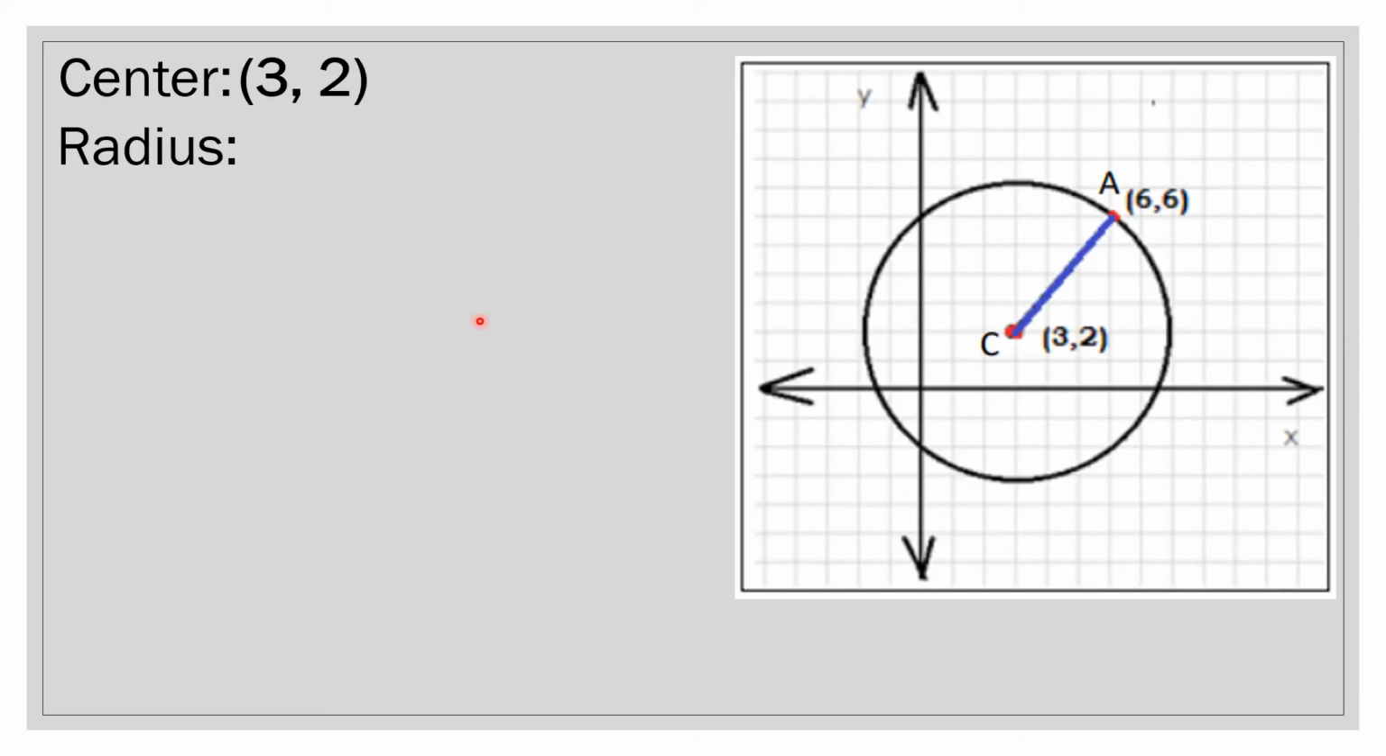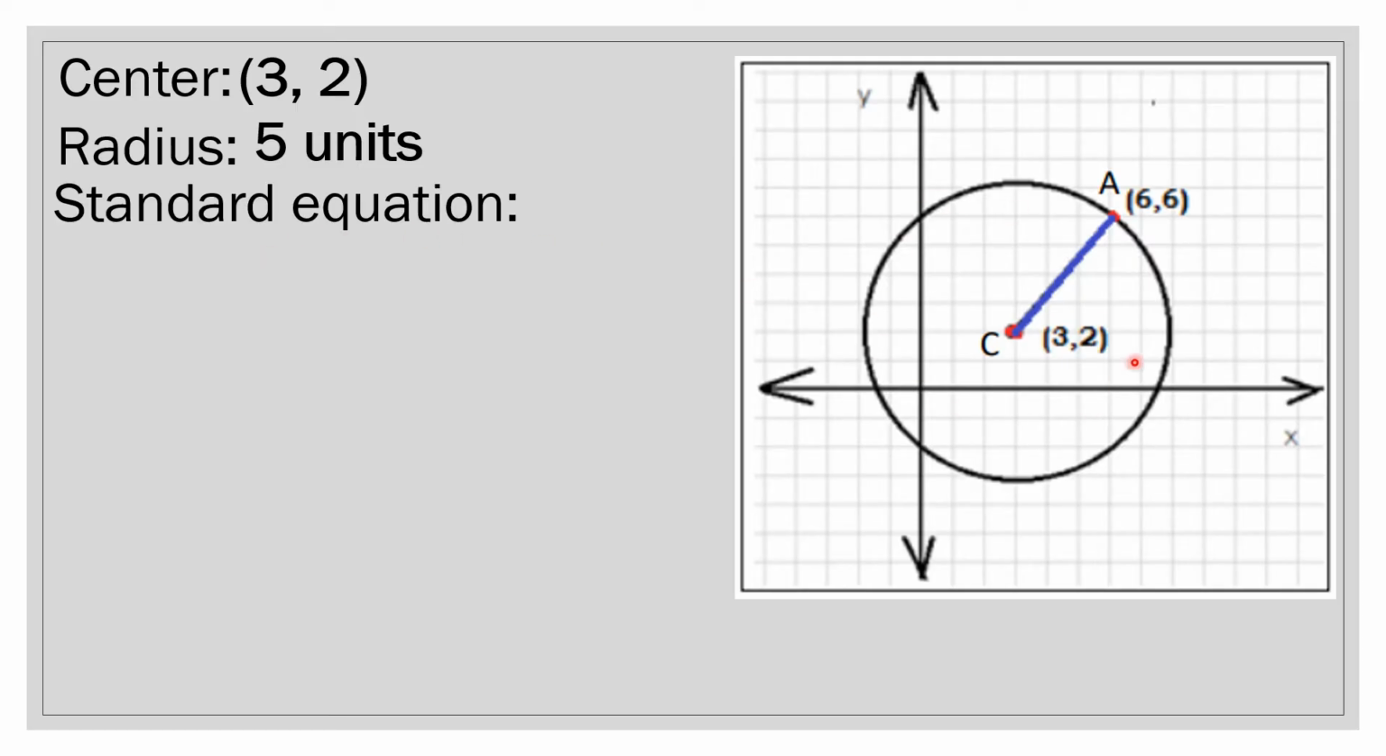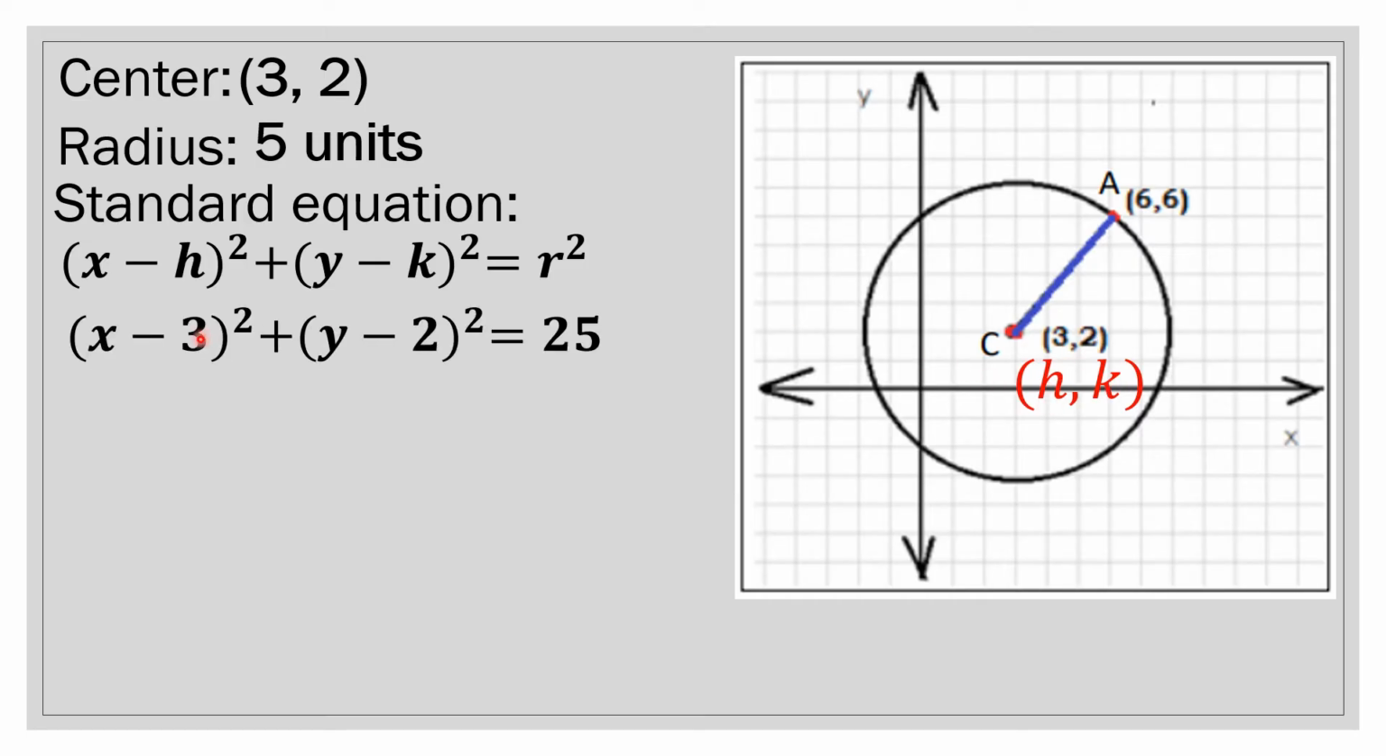Now, since we already know the center and the radius, we can now write the standard equation of this circle. The standard equation is in the form (x minus h) quantity squared plus (y minus k) quantity squared equals r squared. So you need to substitute the values of h, k, and r in this equation. Since our h is 3 and k is 2, we have now (x minus 3) quantity squared plus (y minus 2) quantity squared, and our r is 5, so 5 squared is equal to 25. This is now our standard equation.